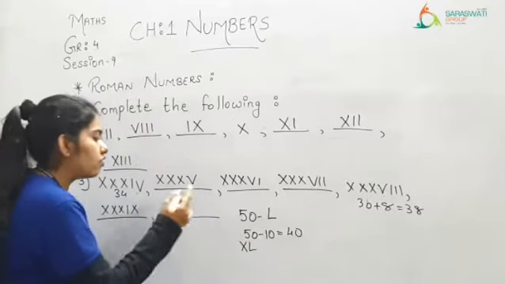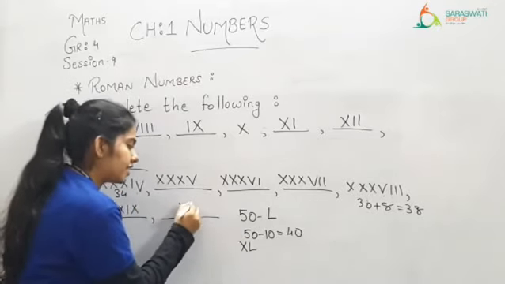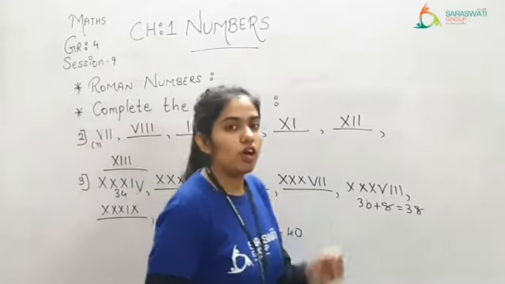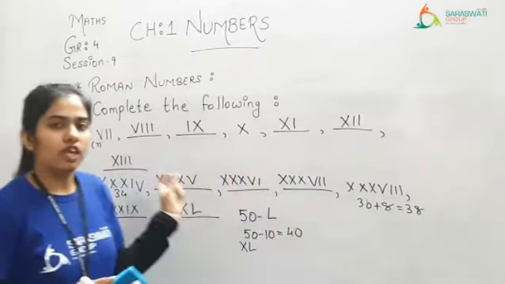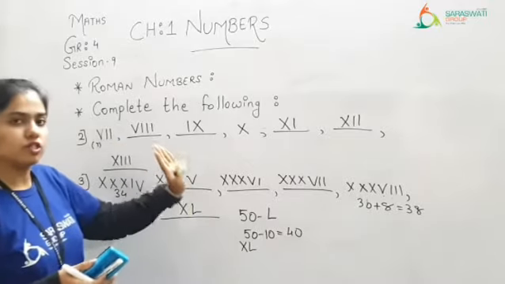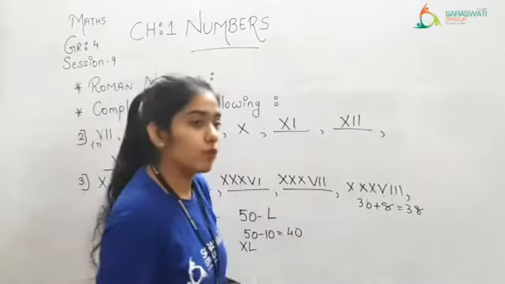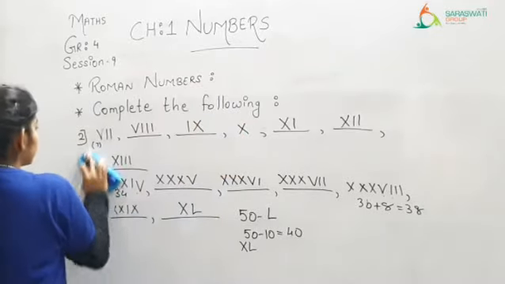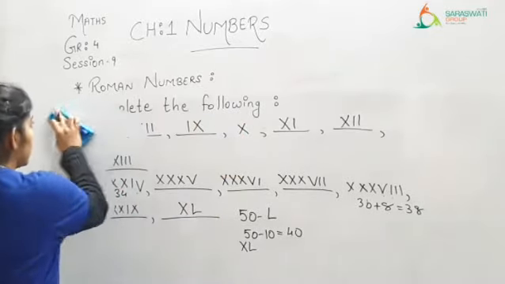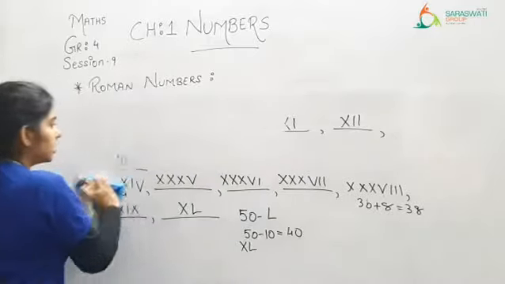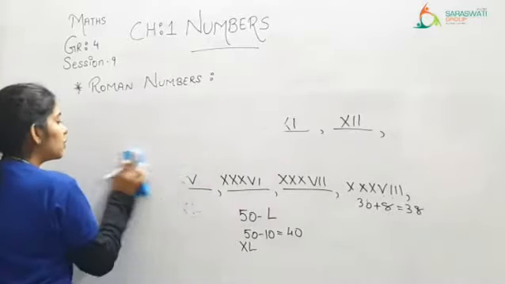So the value for 40 will be XL. So in this way you have to solve the following missing values. Now the next thing which we are going to learn is to fill in the blanks with the help of greater than, smaller than and equals to sign.